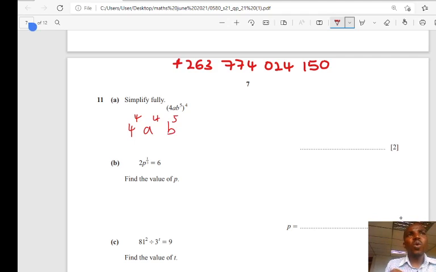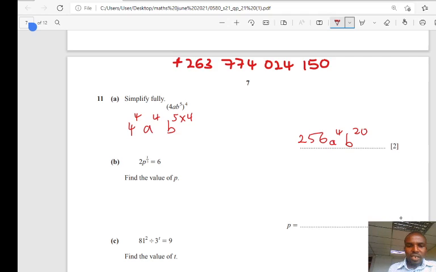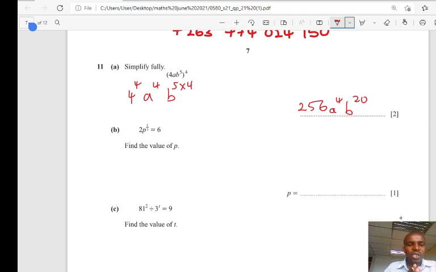The b to the power 5 was already with a power, so you just multiply the powers. Then 4 to the power 4: using a calculator, 4 to the power 4 is 256. Then a to the power 4 will just remain like that. Then b to the power 5 times 4 is b to the power 20. Done.